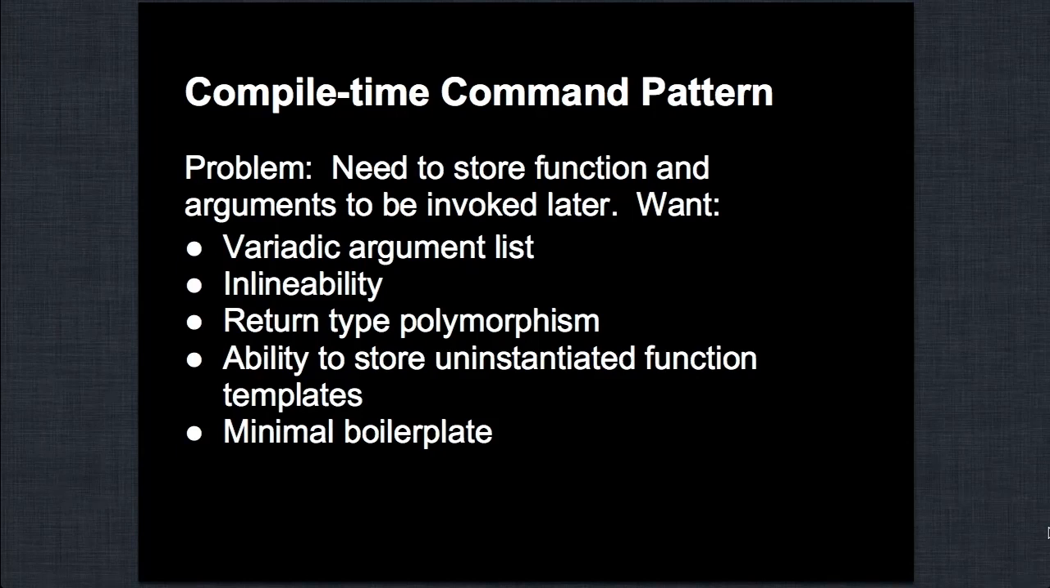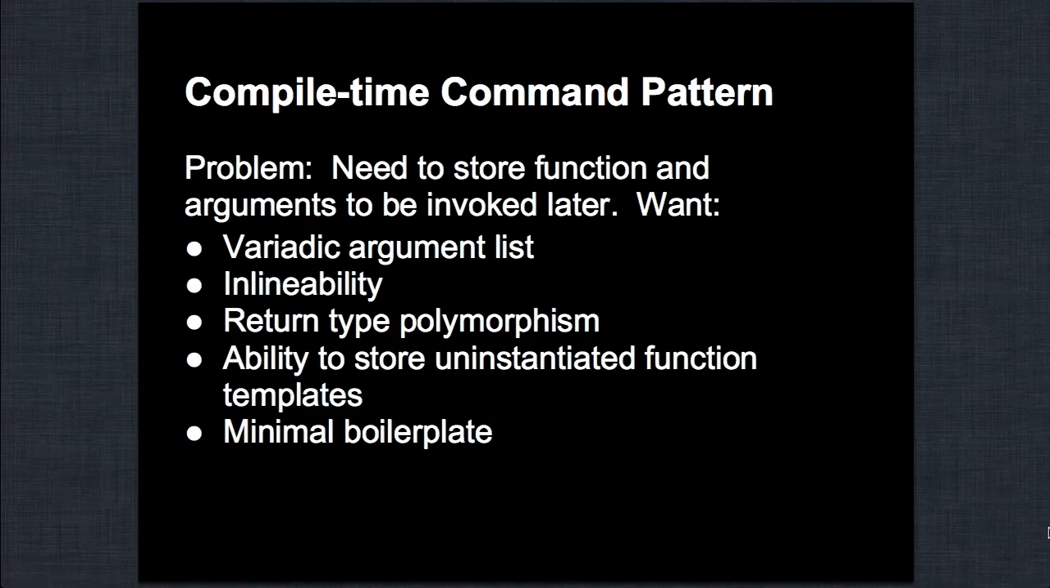One is variadic argument lists. Unless you want to rely on boxing, you're going to have a mess on your hands in languages like Java. Another is that the invoke method can't be inline, because for the most part it's virtual. Maybe in a super smart JIT it would be, but you don't necessarily want to rely on that. A third problem is that return type polymorphism is difficult to deal with in the old school command pattern. You know, figuring out where to store the return type and how to deal with it.